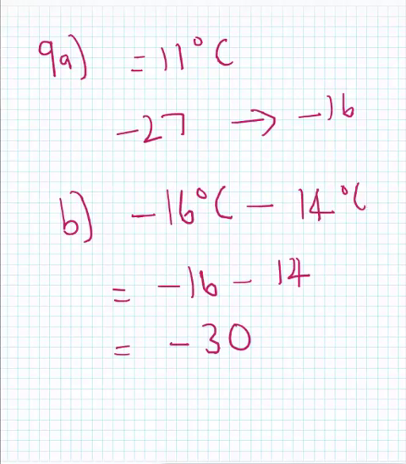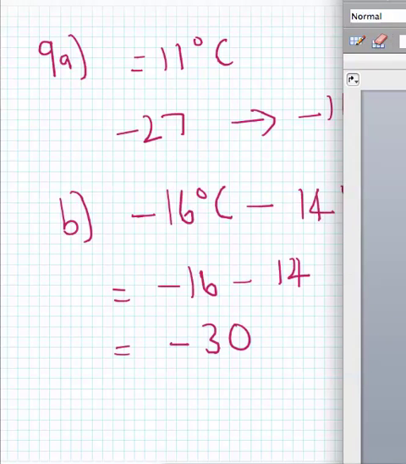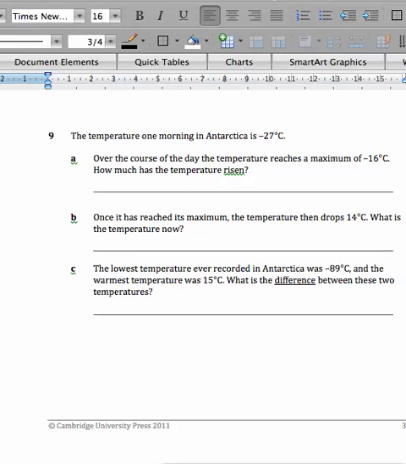And question C, now C was the one that confused quite a few students. The lowest temperature ever recorded in Antarctica was minus 89 degrees Celsius, and the warmest temperature was 15 degrees Celsius. What is the difference between these two? And we know when we hear that keyword difference, we are subtracting. Now remember, when we subtract, we always have to put our bigger number first, take away our small number.